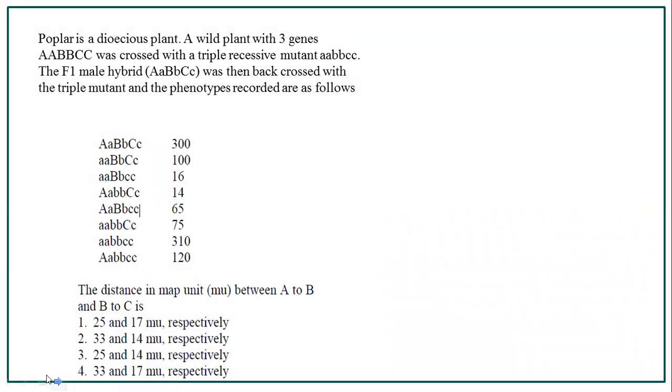Now next question. In a dioecious plant, A, B, C genes, three genes are given. Three genes here, A, B, and C. Now this question we will do. So first of all, what you have to do is find the NCO product, or non-crossover product, non-crossover or parental combination.